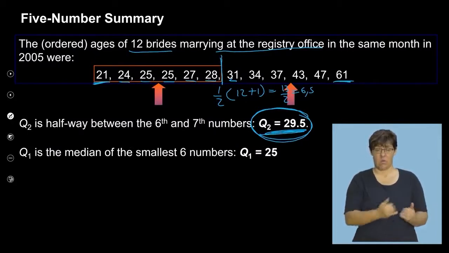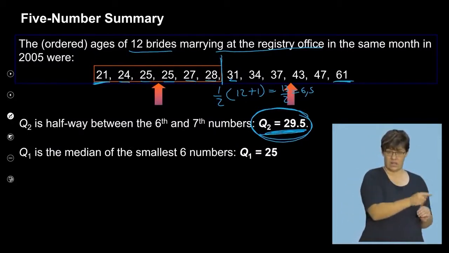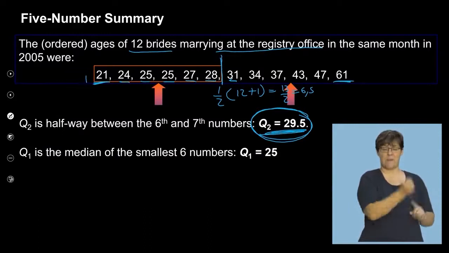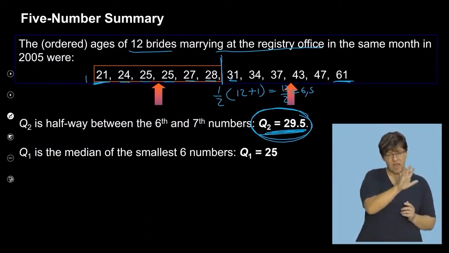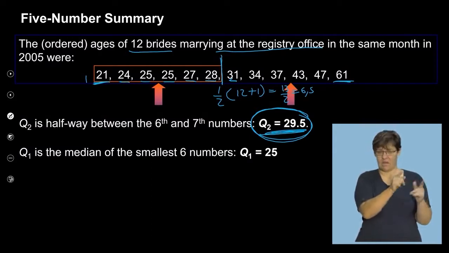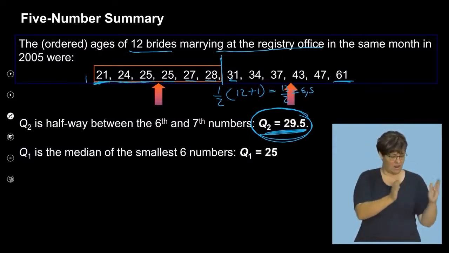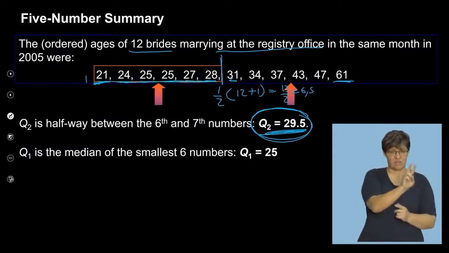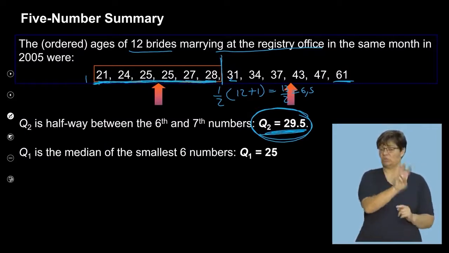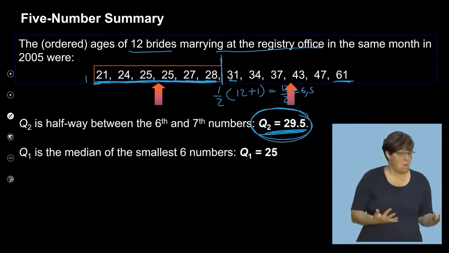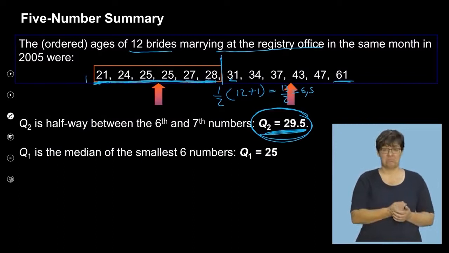Then Q1, we can find it there, where I've highlighted. So it's between 25 and 25, which is actually, because this is the median from there to there, 25 plus 25 divided by 2 by just looking. Or you can go, okay, quarter.